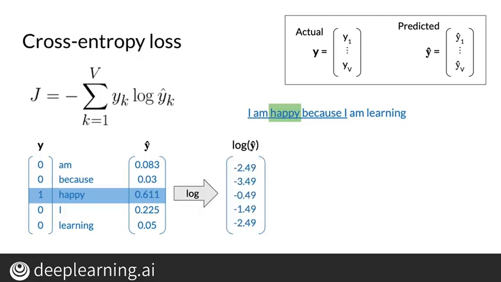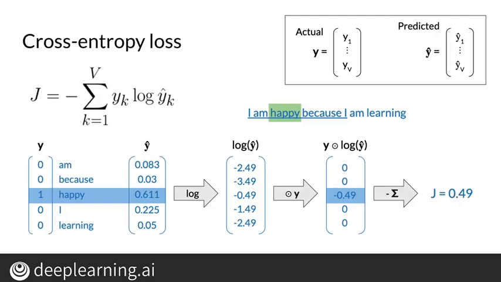So let's calculate the cross-entropy loss. The log of y hat is this vector. Multiplying each element by the corresponding element of y gives us this vector, and I'm using the circle dot to denote element-wise multiplication. Note there is only one non-zero value, which is negative 0.49. The sum is therefore this value, and the loss is minus the sum, so 0.49.